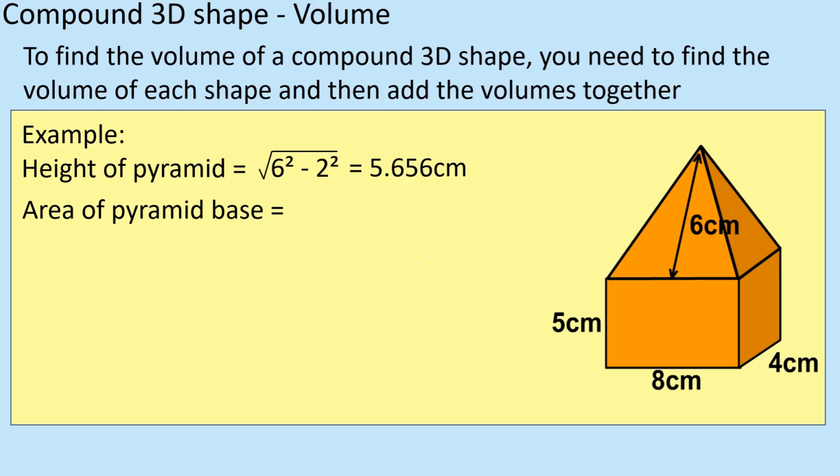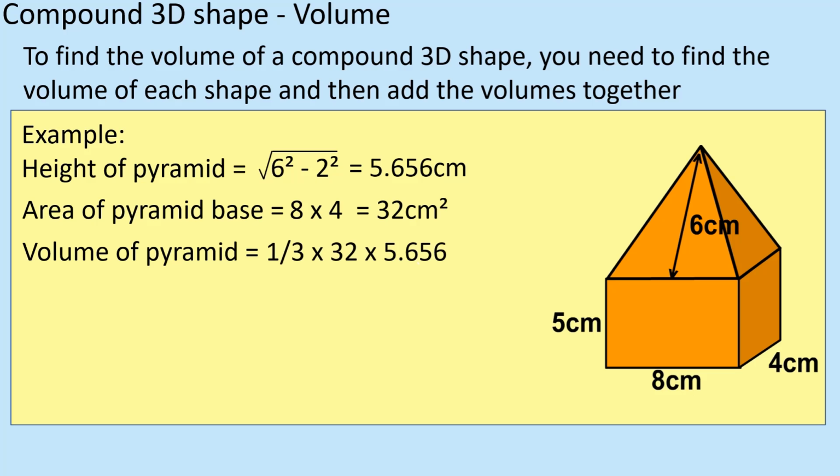So the base of the pyramid here, we've got 4 and 8, so it's 4 times 8, which will be 32 centimeters squared, and the volume of the pyramid therefore is going to be a third times 32 times 5.656, which we've got written there because it's a third times the area of the base times its perpendicular height, which is going to give me 60.339 centimeters cubed. Now we are talking volume. So that's the volume of the pyramid at the top.